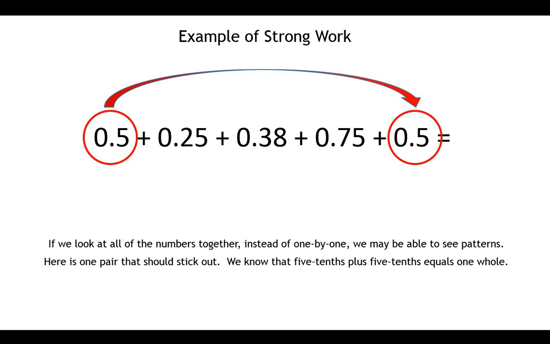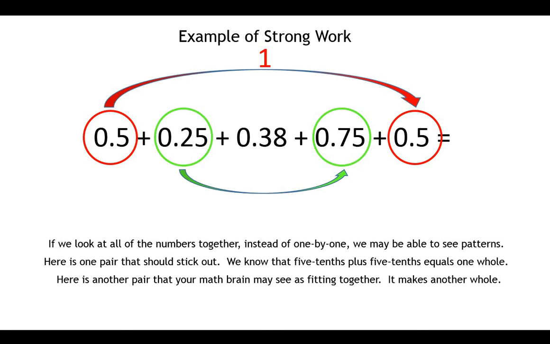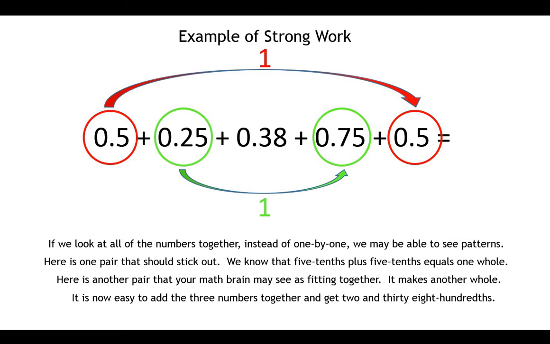Here is one pair that should stick out. We know that 5/10 plus 5/10 equals 1 whole. Here is another pair that your math brain may see as fitting together. It makes another whole. It is now easy to add the three numbers together and get 2 38/100ths.